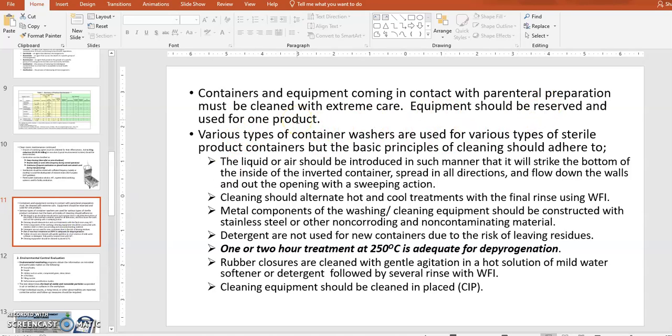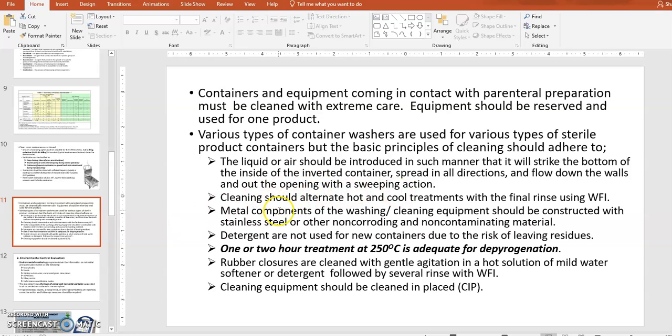So containers and equipment making contact with the parenteral drug preparation must be cleaned with extreme care, of course. Equipment should be reserved and used for one product only. And you should not have any mix-ups between different products or different manufacturing campaigns. Various types of container washers are used for various types of sterile product containers. The basic principle of cleaning is that liquid or air should be introduced in such a manner that it will strike the bottom of the inside of the container, spread in all directions and flow down the wall. So that's the cleaning method.